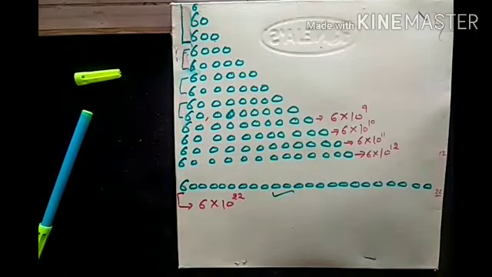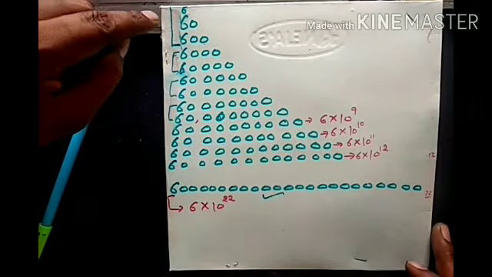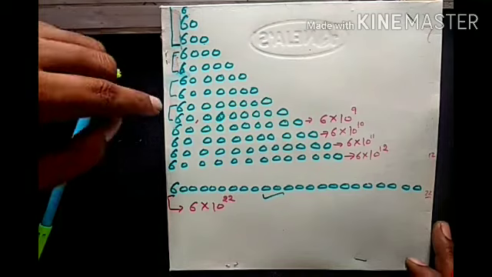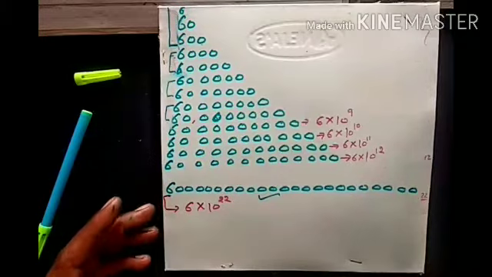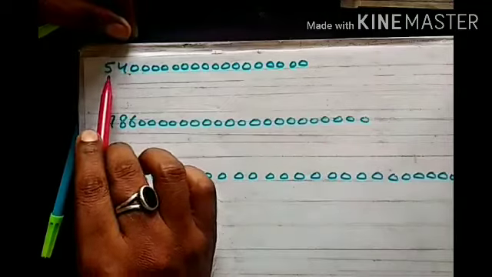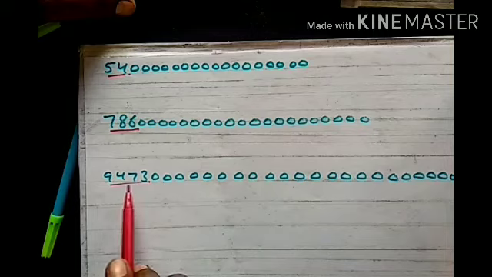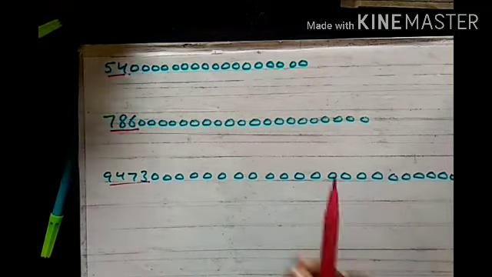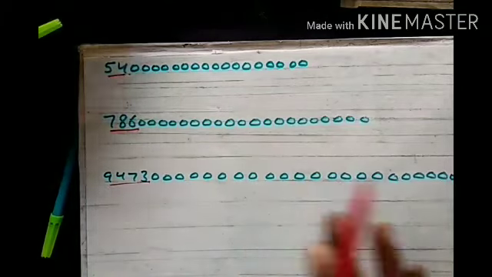Now I will give you some different examples where in place of 6 there is a 2-digit number, 3-digit number, 4-digit number, or any type of digit ending with so many zeros on the rightmost end. So get ready. Now you will see this is 54, a 2-digit number, this is 786, a 3-digit number, and this is 9473, a 4-digit number. I will take this example just to make the concept clear.